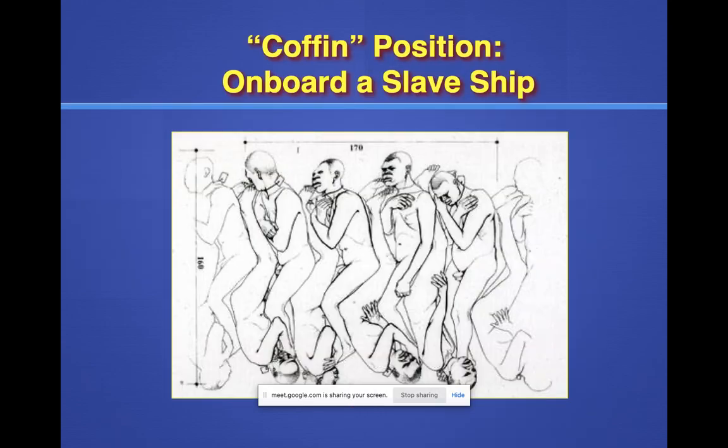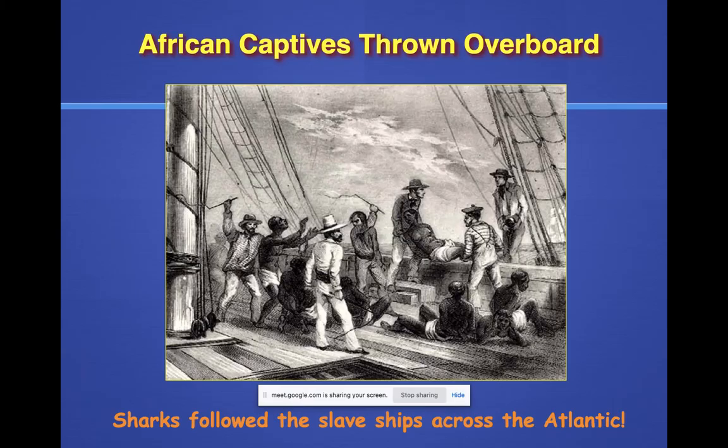You can see in this artist drawing how they laid head to toe in order to fit more slaves into the ships, and they called that the coffin position. A lot of times they threw the captives overboard. They definitely threw them overboard if they died on the journey, but they also threw them overboard if they needed to send a message to the rest of them: don't cause any trouble or you're going to go overboard like these people. They also did it if they did cause trouble, or if they simply were running out of food and water to feed the people, they would just start throwing them over, which is why the sharks followed the slave ships across the Atlantic Ocean.